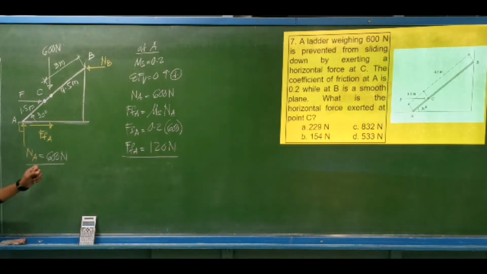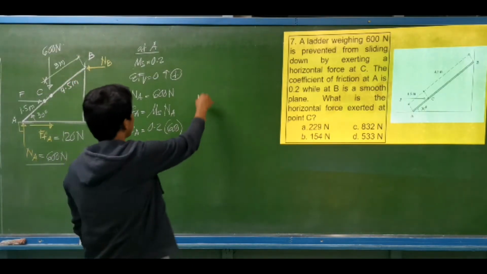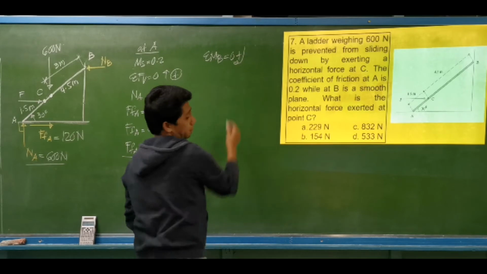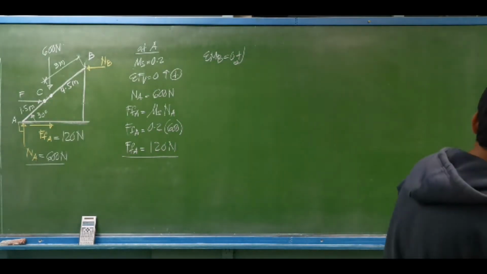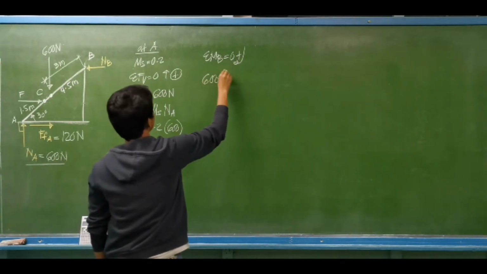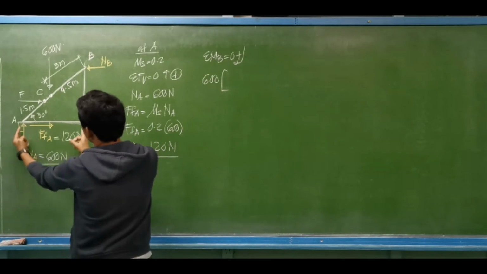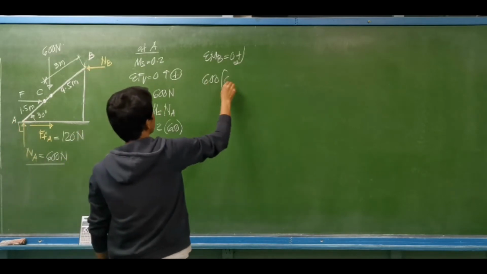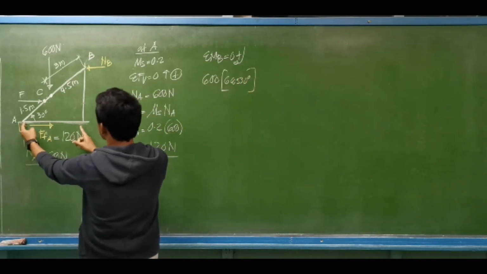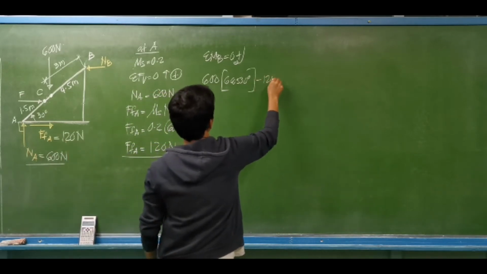Since we have the normal reaction at A and the frictional force at A, we can do summation of moments at B to compute this force F. Let's say, summation of moments at point B equal to 0, clockwise moments to be positive. That's the moment. We have 600 newtons. What is the lever arm? This distance is 6 meters cosine of 30 degrees. This horizontal distance. Then we have minus 120 newtons.